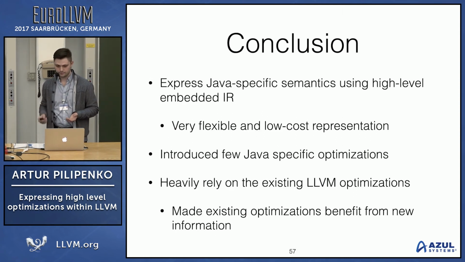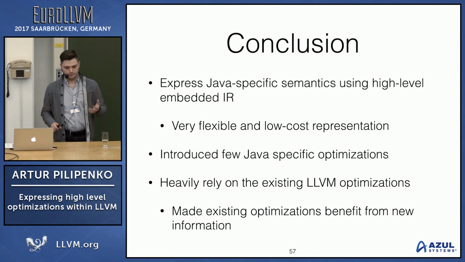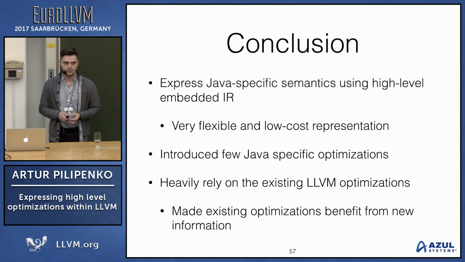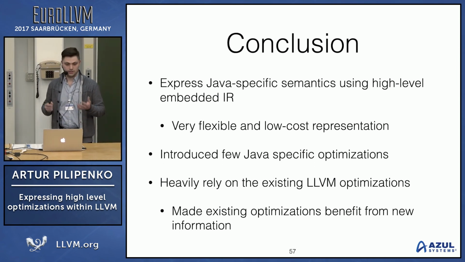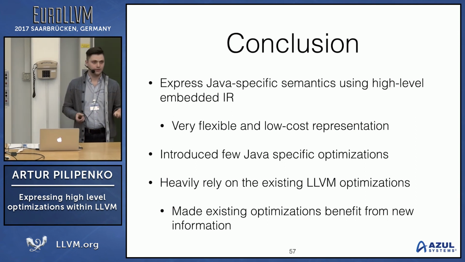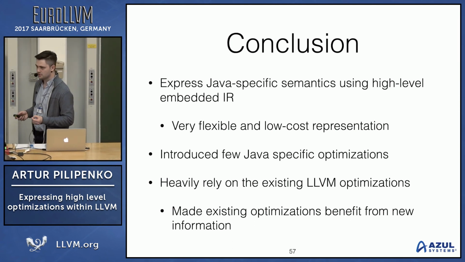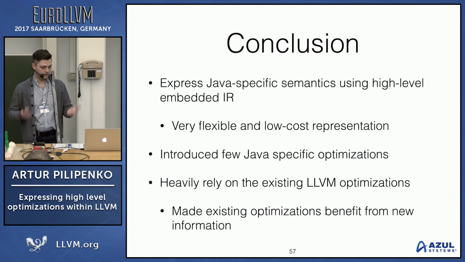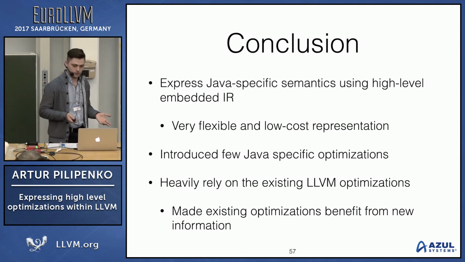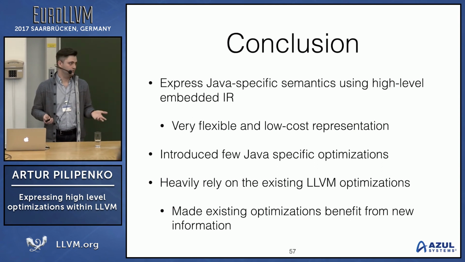So to summarize, we created an optimizer for Java based on LLVM. We expressed Java-specific semantics using high-level embedded IR, and it turned out to be a really flexible and low-cost representation. We introduced several Java-specific optimizations, but other than that, we heavily rely on the existing optimizations and infrastructure. And we also made some existing optimizations benefit from the information we added.